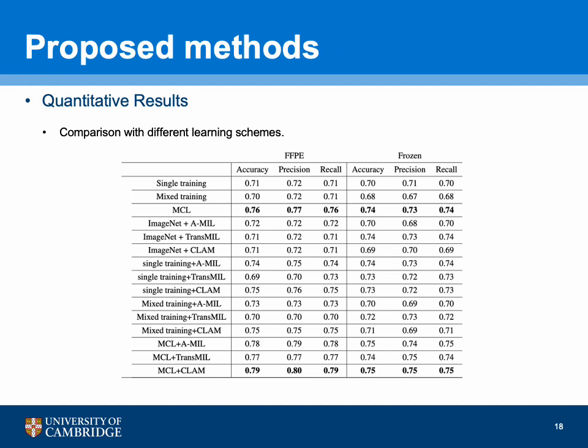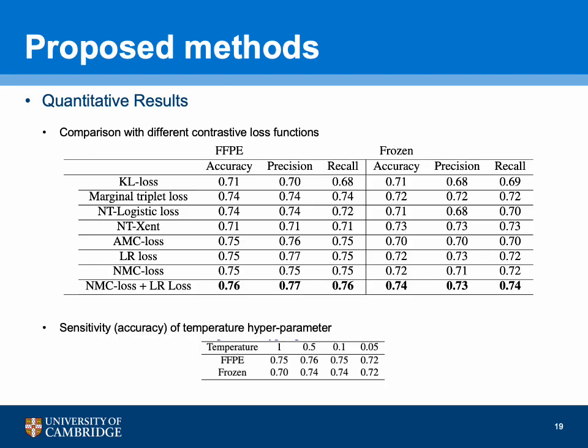From the quantitative results, we can see our training scheme improved over training on a single modality and training on mixed images from two modalities. Furthermore, our training scheme also improved the feature extraction and boosted the performance of multiple instance learning. Moreover, we also compare other classical contrastive losses and show the sensitivity to the temperature hyperparameter.